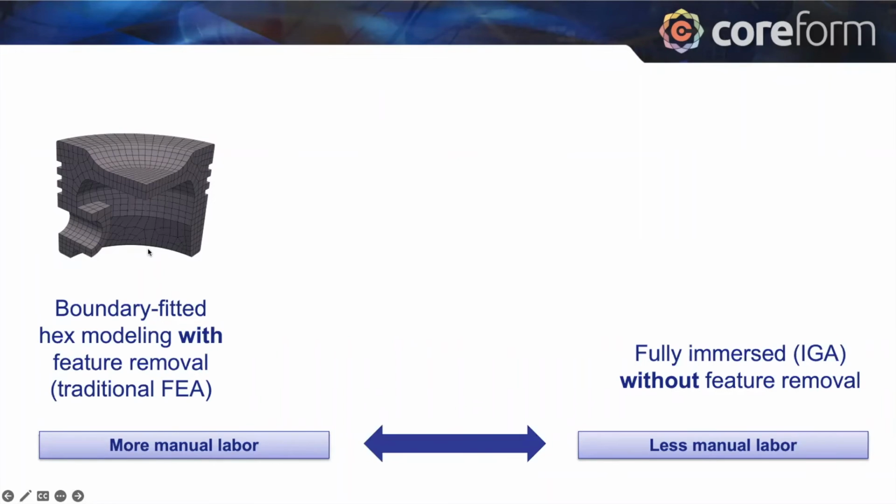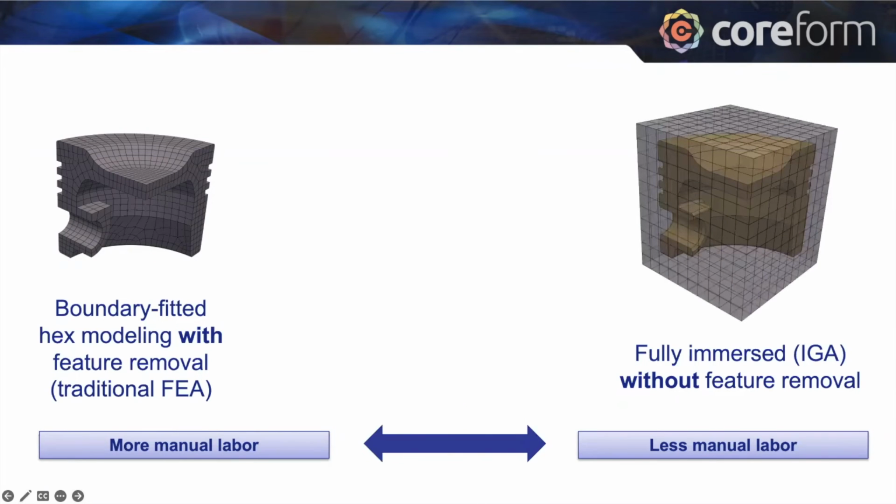But if you want to use immersed, the idea is just drop it into a box and then use immersed technology, and you have the exact geometric model in there. There's no feature removal here. So this is traditional FEA, a lot of feature removal to generate a mesh in a finite amount of time and of a finite size.